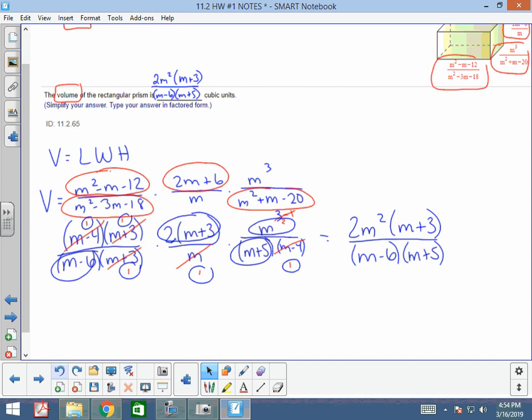All right, so that's multiplying rational expressions. You're now ready to do the homework problems for this.